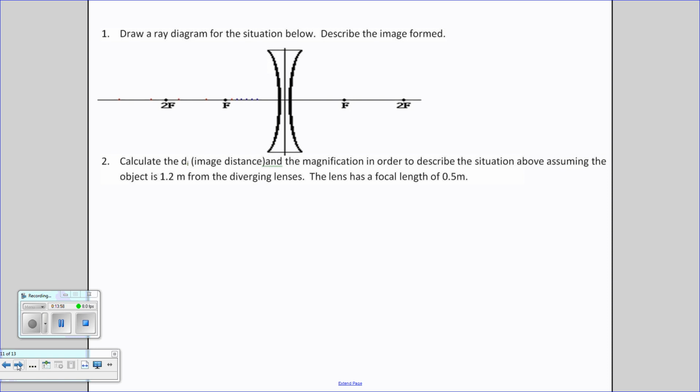All right, so we're going to find the DI and the magnification when an object is 1.2 meters from the lens and has a focal length of 0.5. So if f is 0.5, 2f is 1, so we're going to be farther away than that. So I'm just going to throw us up here.